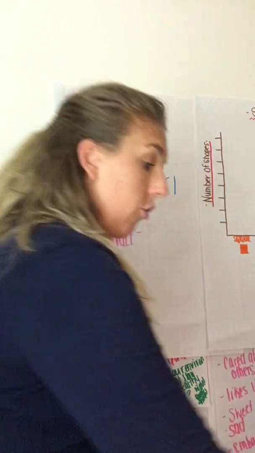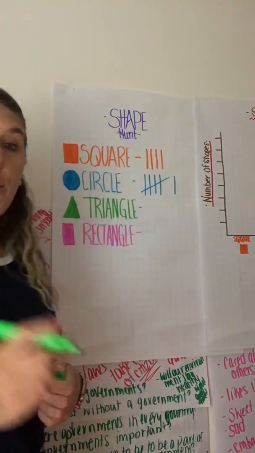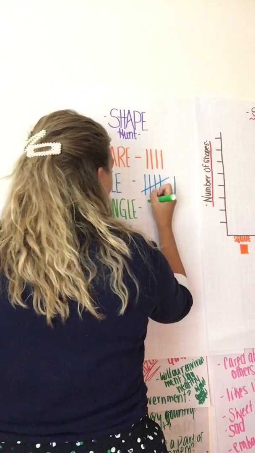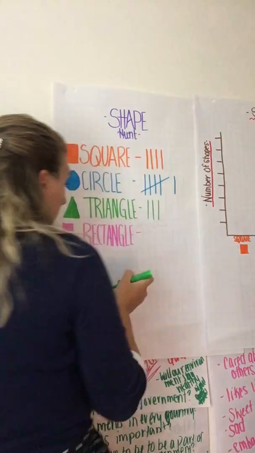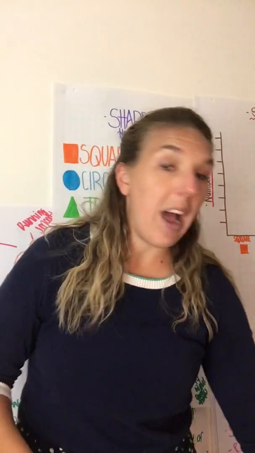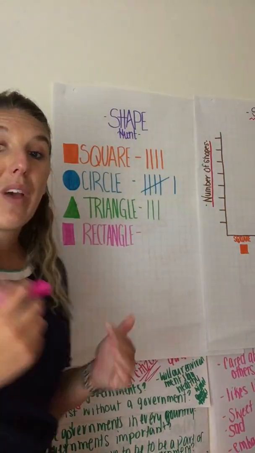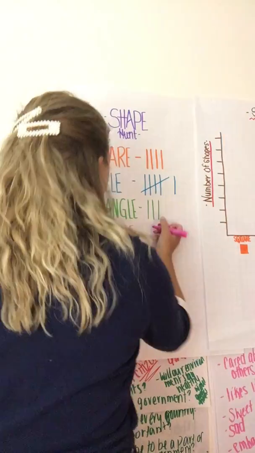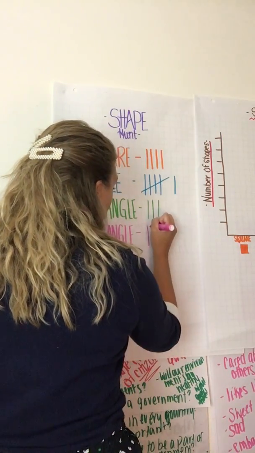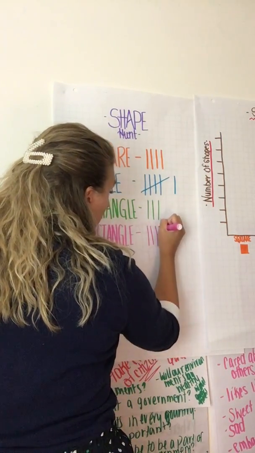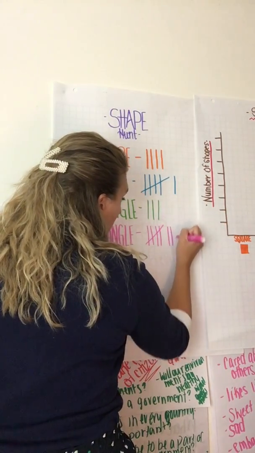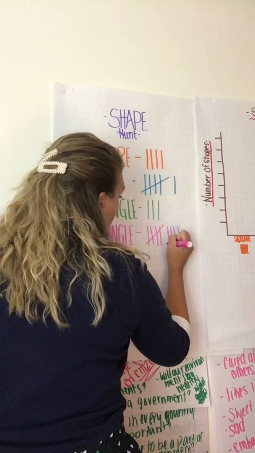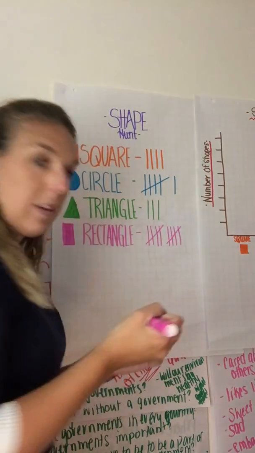Then I go on to triangles, and I found 3 triangles. So then I do 1, 2, 3. And then finally, I find rectangles, and I found 10 rectangles. So what I would do here is I do 1, 2, 3, 4, cross over 5, 1, 2, 3, 4, cross over 5, and that equals 10.